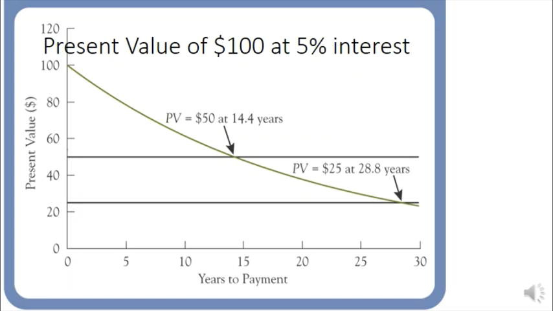We can explore this relationship graphically. Here we have $100 discounted at 5% interest rate. So note that at time equals 0, future value and present value are the same thing, $100. And we can explore this relationship where at 14.4 years, present value is $50, and at 28.8 years, present value is $25. Keeping in mind, the longer the time horizon, the lower the present value.